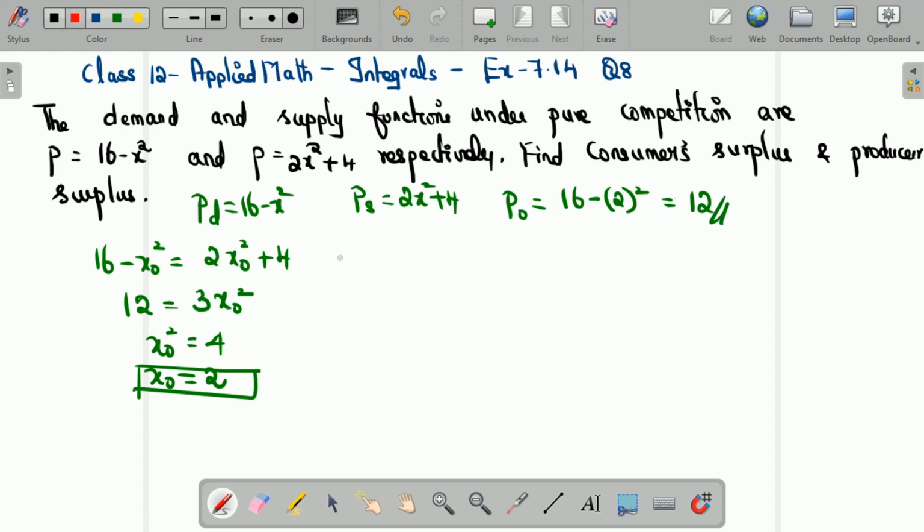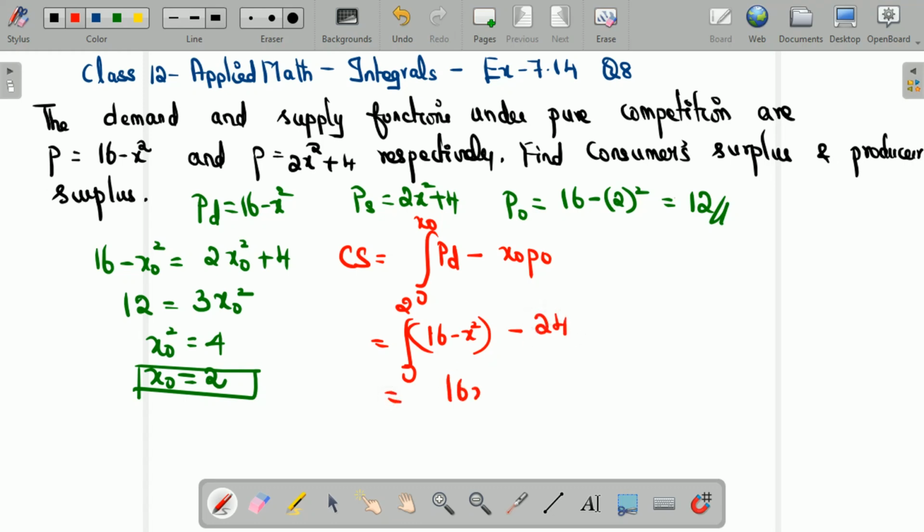Now let's calculate consumer surplus. Consumer surplus is going to be the integral from 0 to x₀ of your PD function minus x₀P₀. So this is the integral from 0 to 2 of (16 - x²), then there is a minus x₀P₀. So 2 into 12 is equal to 24. So this is 16x - x³/3 between the limits 0 to 2, and then there is a minus 24.